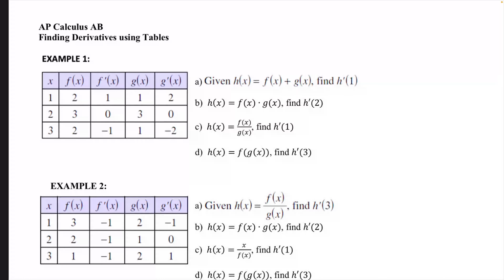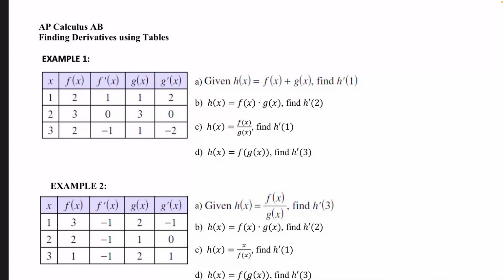Okay? So like number 1a, there's h of x. We don't know what it is. I don't know if it's a polynomial. I don't know if it's trig. I don't know if it's a natural log or a log. I don't know if it's exponential. But neither do I know f or g. But we can use the table, because the table's a resource, to find what we need.